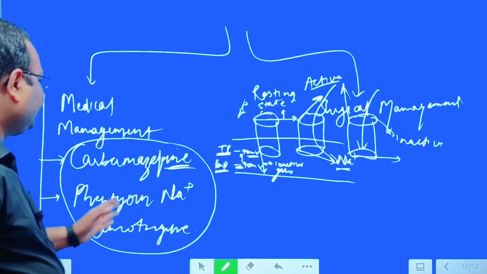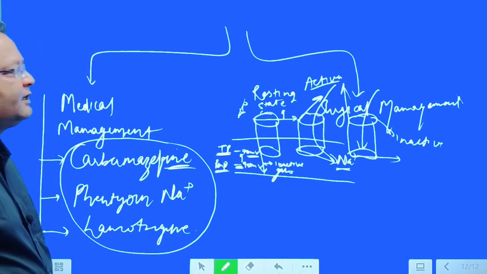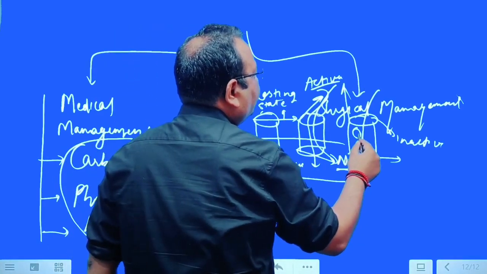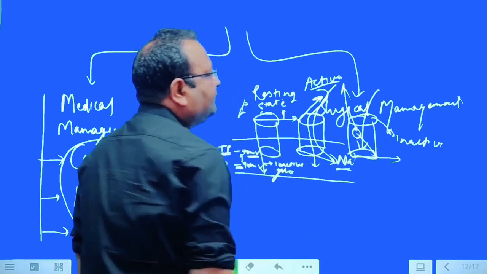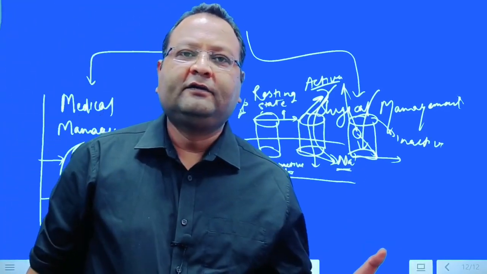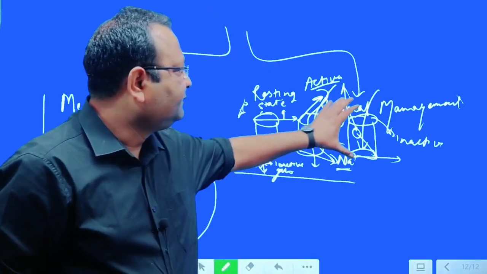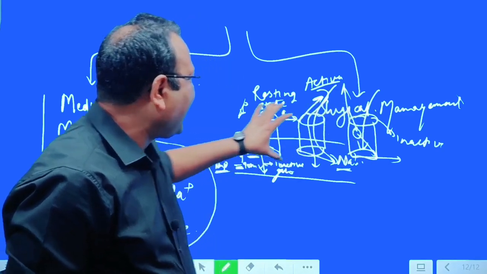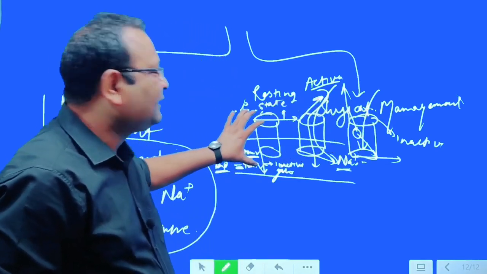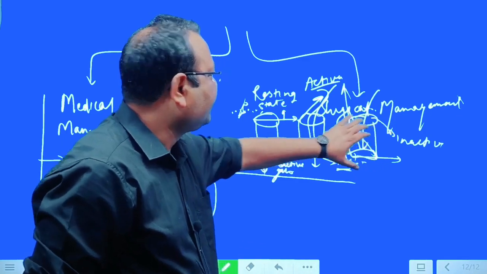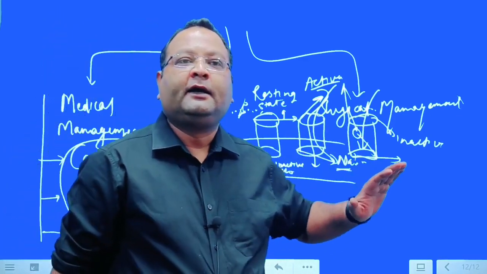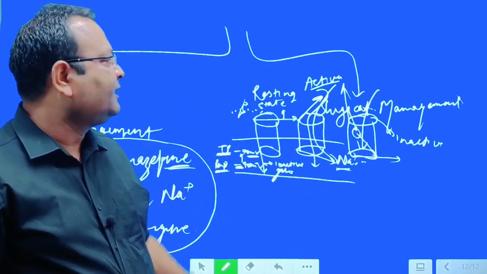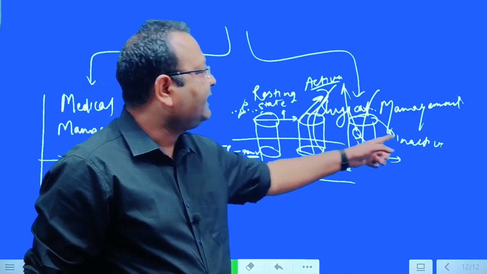Carbamazepine, phenytoin sodium and lamotrigine are all sodium channel blockers. They will enter inside and block the inactive state of the sodium channel, and this channel is blocked. It cannot be flipped back to the resting state, and when it is not flipped back to the resting state, the action potential cannot generate, or we can say the train of action potentials cannot move. So the function of these drugs is to block the sodium channel at the inactive state.